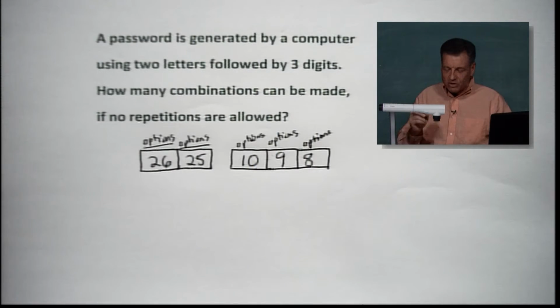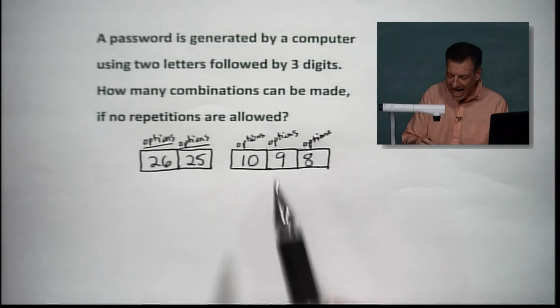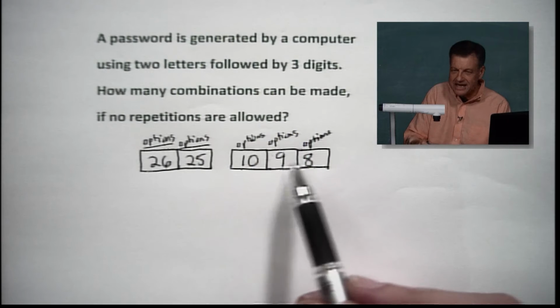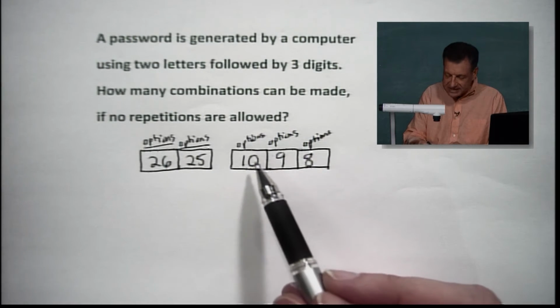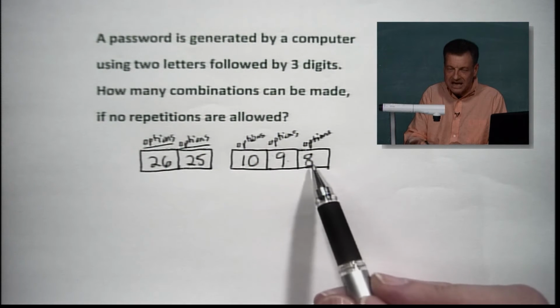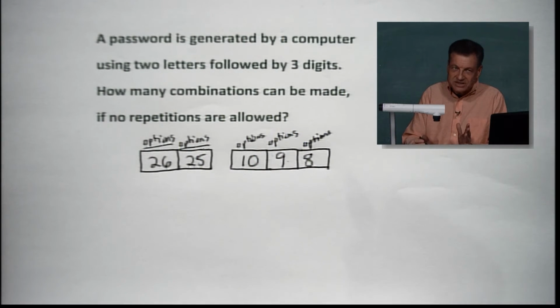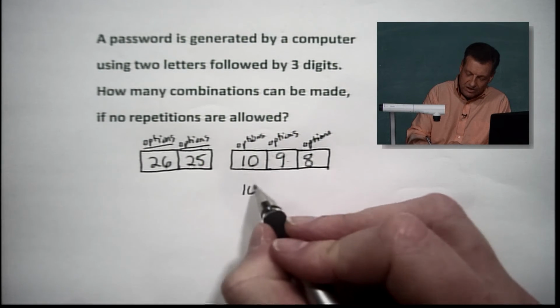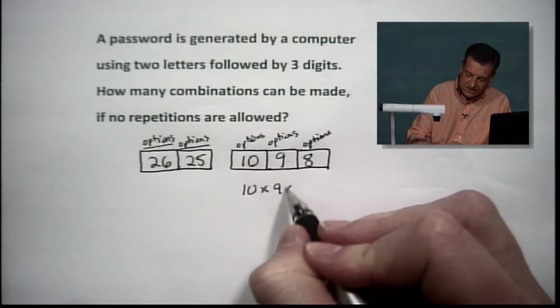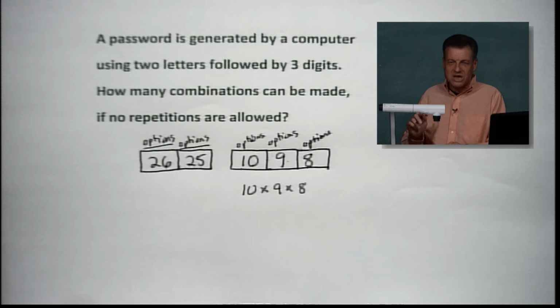Some of you are probably going, let's just go back and say, what if I had 10, 10, and 10? In other words, I were allowed to be repeating. How would I figure it out? I would say 10 times 10 times 10. Well, this time I don't have 10 times 10 times 10, but what have I got? I've got 10 times 9 times 8. So that's what I'm going to do right here. I'm going to say 10 times 9 times 8. That's going to give me all the possible combinations.